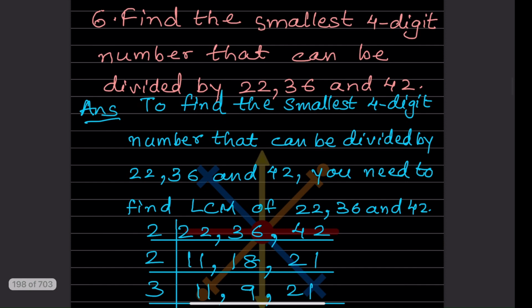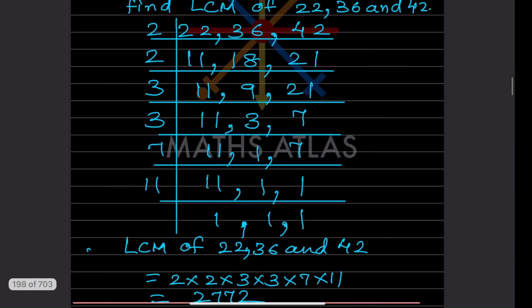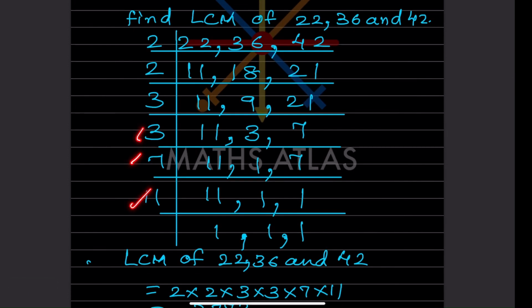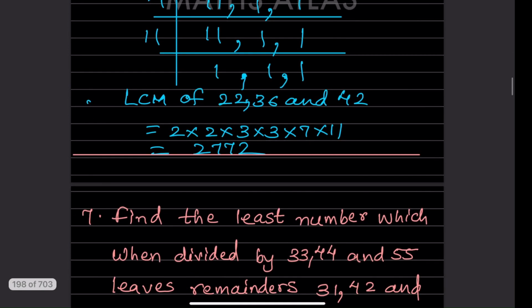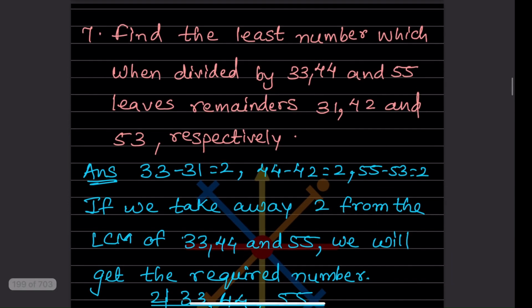Find the smallest 4-digit number that can be divided by this number. So again, you will take the LCM with this one. So these are the factors. So the LCM of this is 2772.